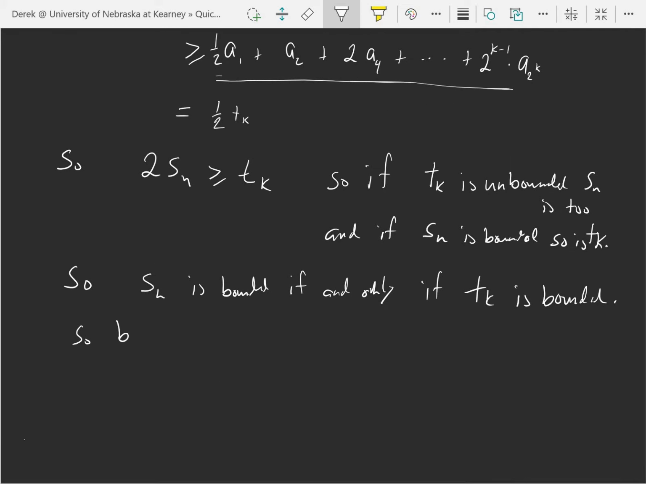So by monotonicity of both, they converge if and only if they both converge or both diverge.